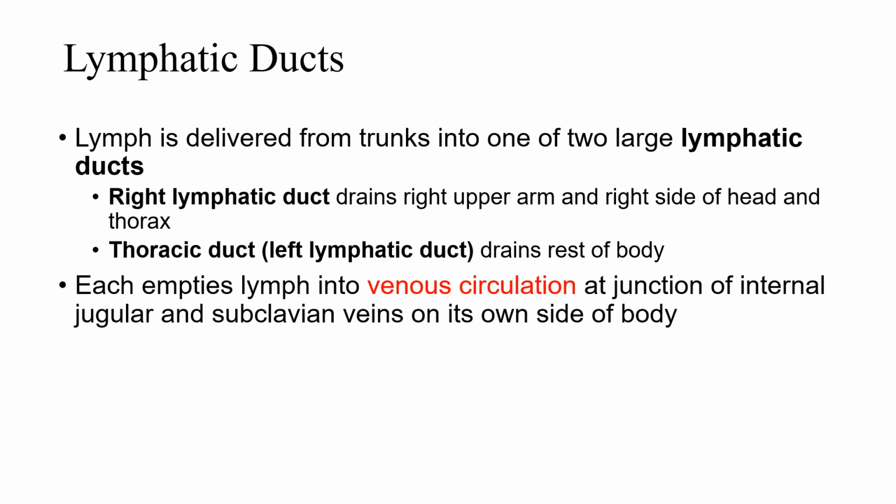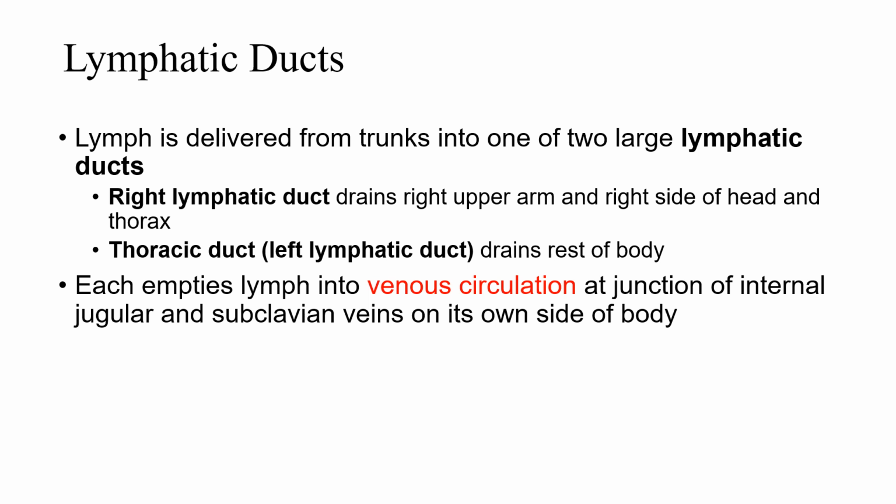There are two large lymphatic ducts, and it's actually kind of strange how asymmetric this system is. But the right lymphatic duct is draining the right upper arm and the right side of the head and the thorax. The thoracic duct, or left lymphatic duct, is draining the entire rest of the body. So it's kind of strange. About 25% of the body by mass is being drained by the right lymphatic duct, the rest by the thoracic duct.